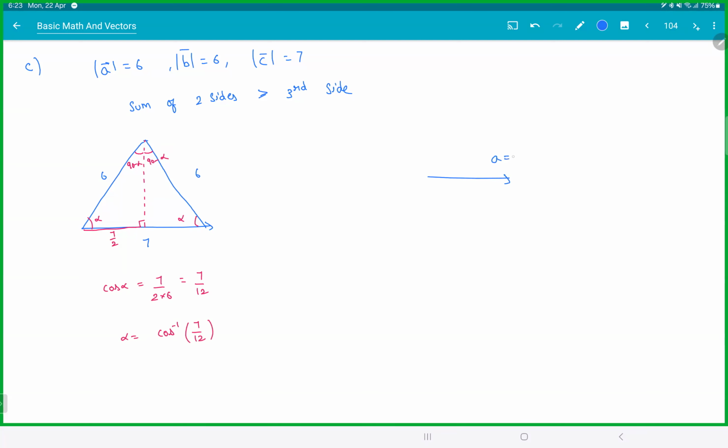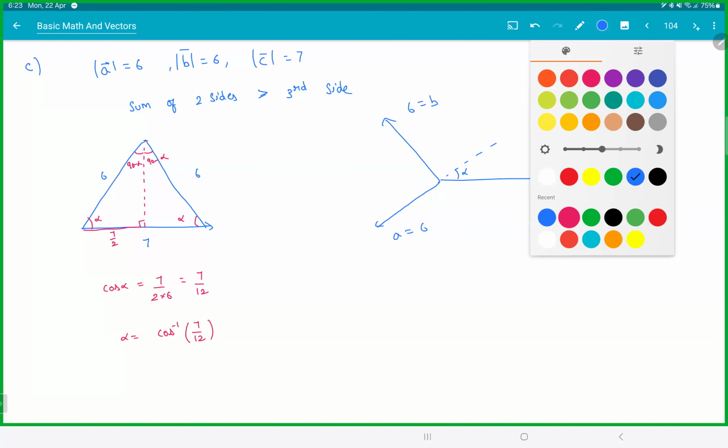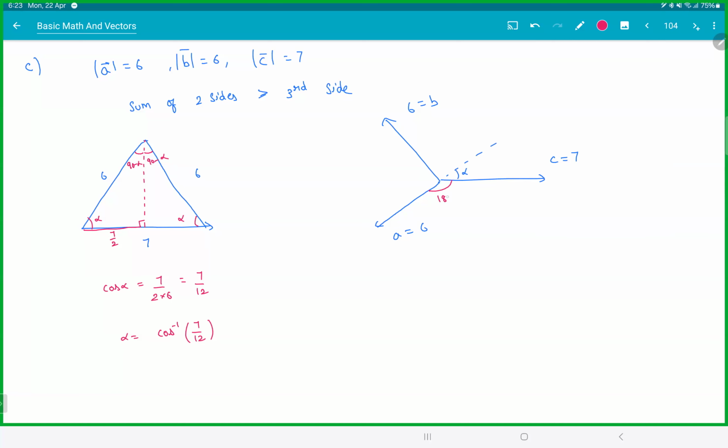So this is C bar, which is 7. This is B bar, which is 6. This is A bar, which is 6. You can clearly see the angles here. If this was alpha, this angle is 180 minus alpha. So that is the angle between A bar and C bar. By symmetry, this is also 180 minus alpha. And this angle will be 2 alpha.